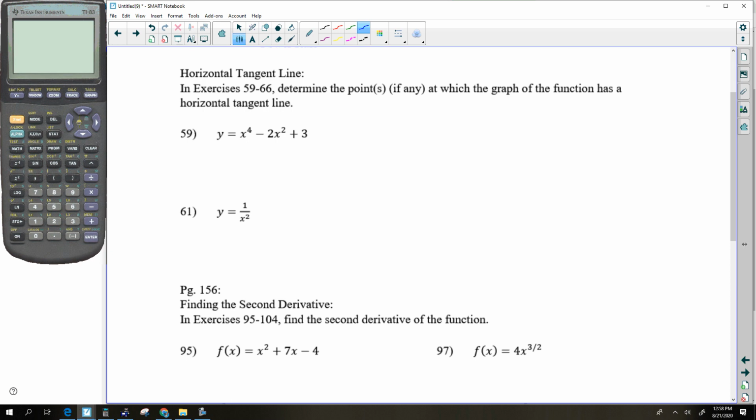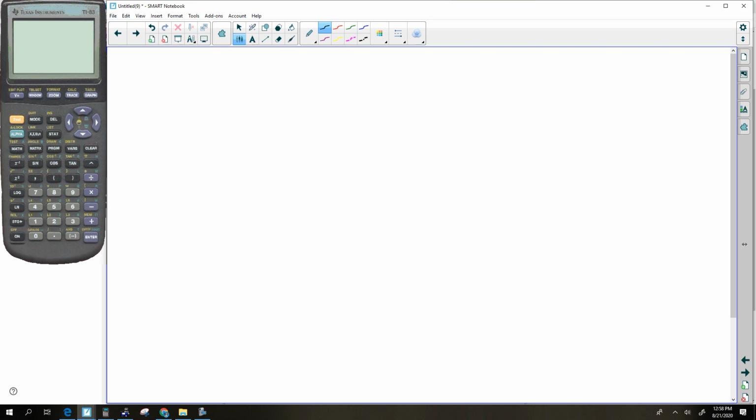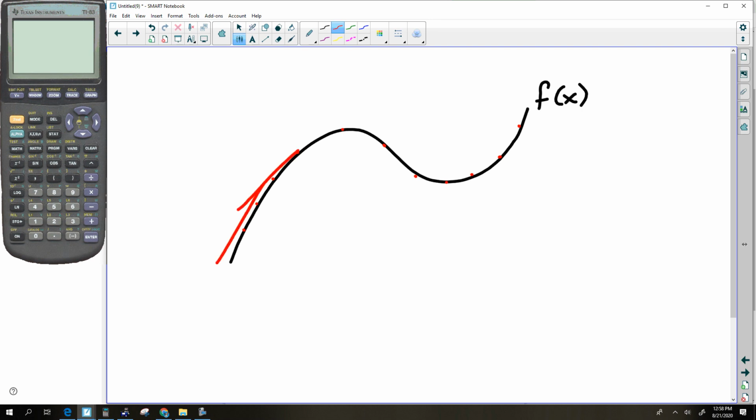Okay, determine where there's a horizontal tangent line. So, I have some graph. Now, anywhere you look on this particular graph, because it's differentiable, you can take a tangent line. I can take a tangent there, there, there, and there, and you get the idea. You can draw a tangent line anywhere you want with respect to that single point.